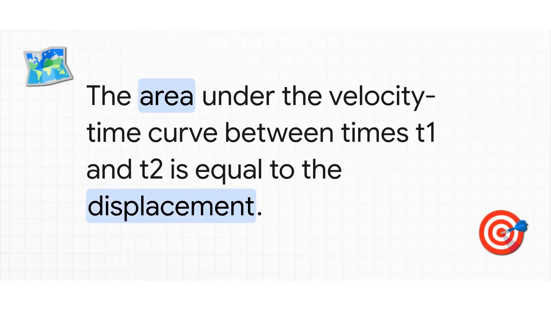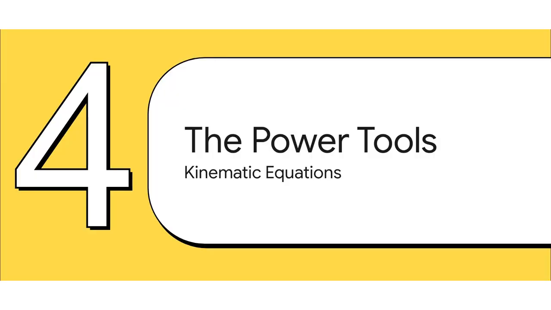And now for the second super hit tip. The area under that VT graph, that gives you the total displacement for that time period. Just calculate the area under the curve and bam, you've got displacement. Seriously, note these 2 points down. They're absolute gold.